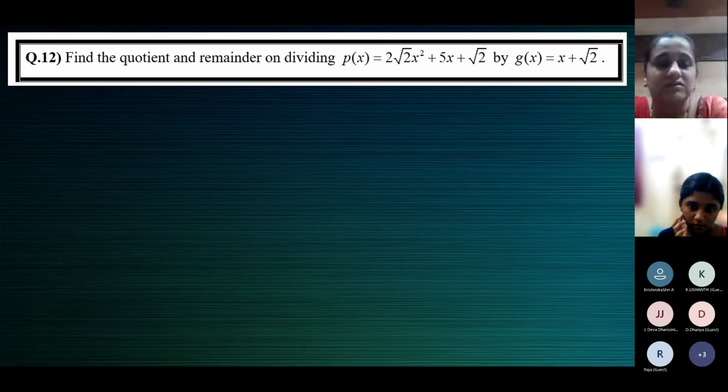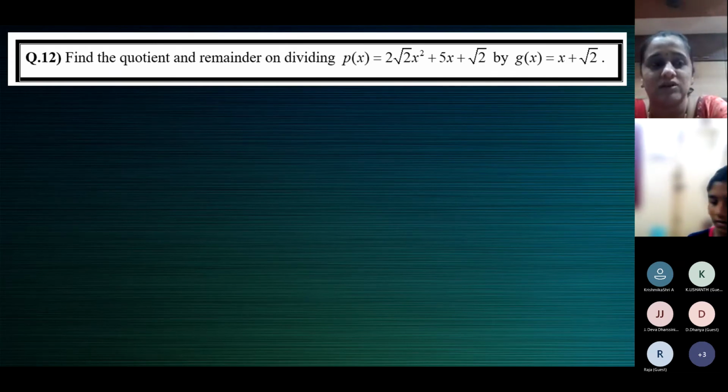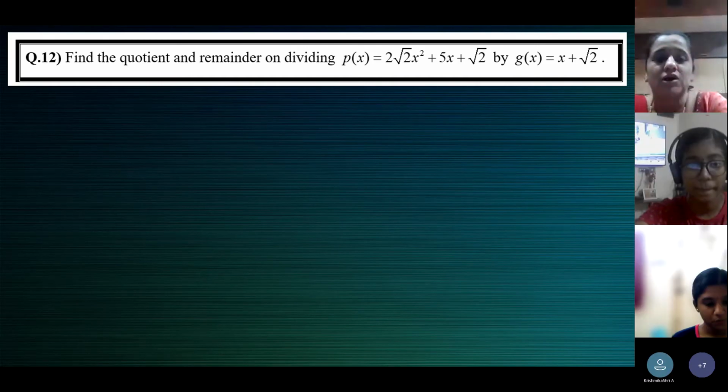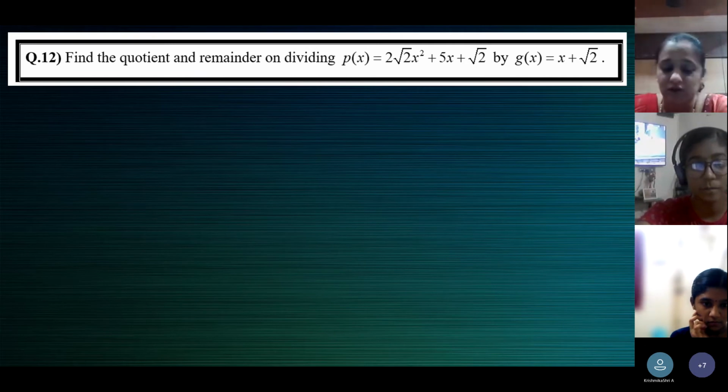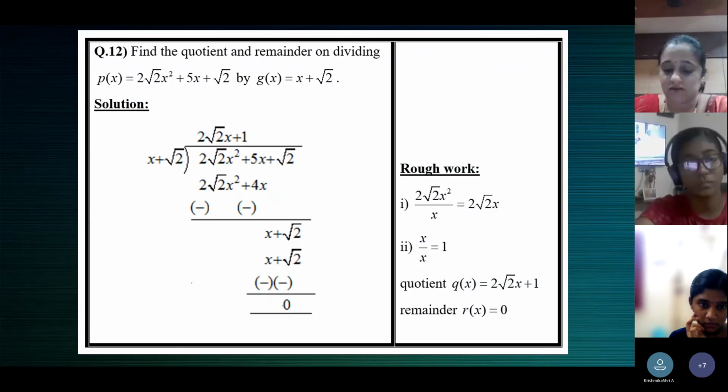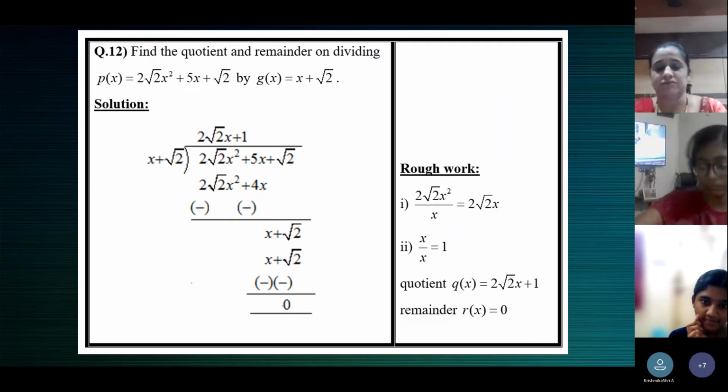Yes, children, let's see the answer to this question. I had asked you to complete this, but it's okay if you didn't have time, you had school. So we'll see the answer now. Find the quotient and remainder on dividing p of x by g of x. The polynomials are given there.